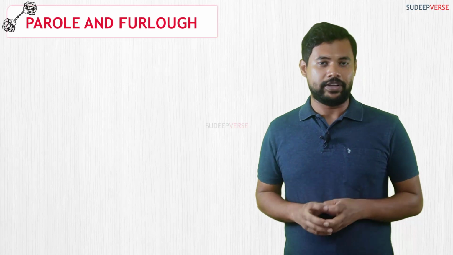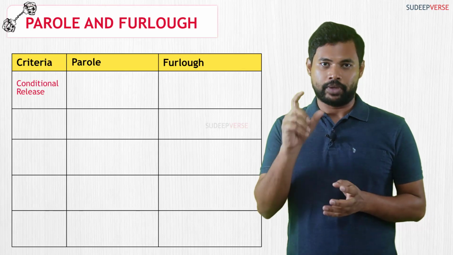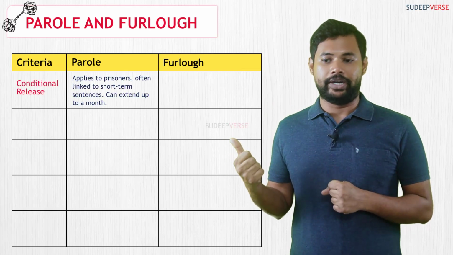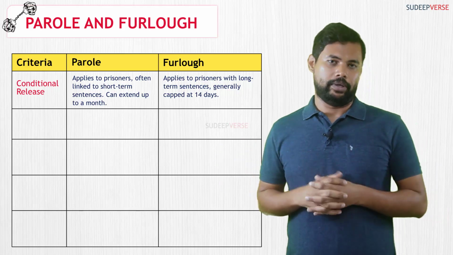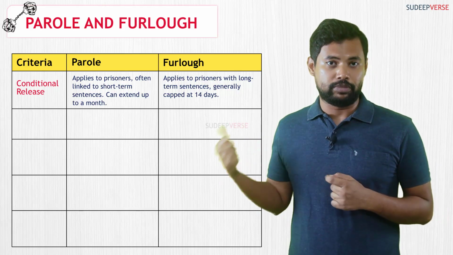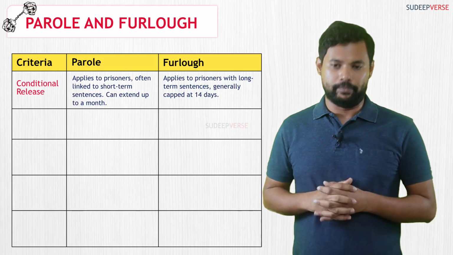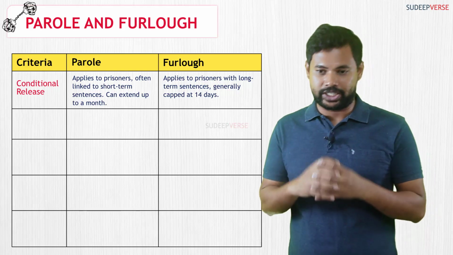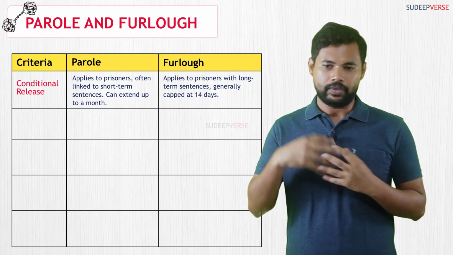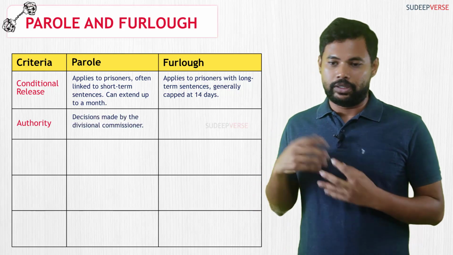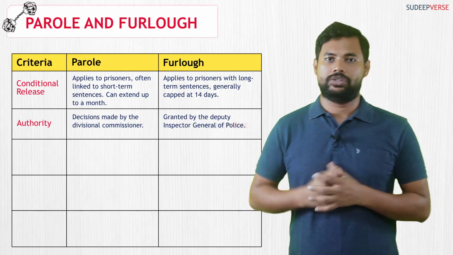Now let us look at the differences between parole and furlough. Both are conditional release. However, parole is granted in terms of short-term imprisonment, whereas furlough is granted in terms of long-term imprisonment. That is the major difference. The duration of parole may extend up to 1 month, whereas the duration of furlough extends up to a maximum of 14 days. Parole is granted by the divisional commissioner, whereas furlough is granted by the Deputy Inspector General of Police.